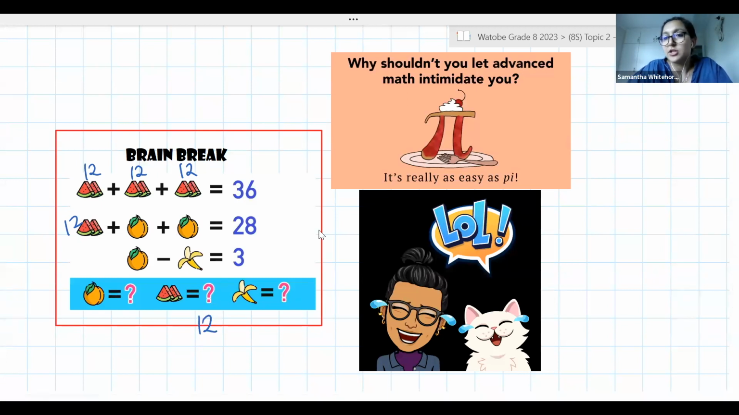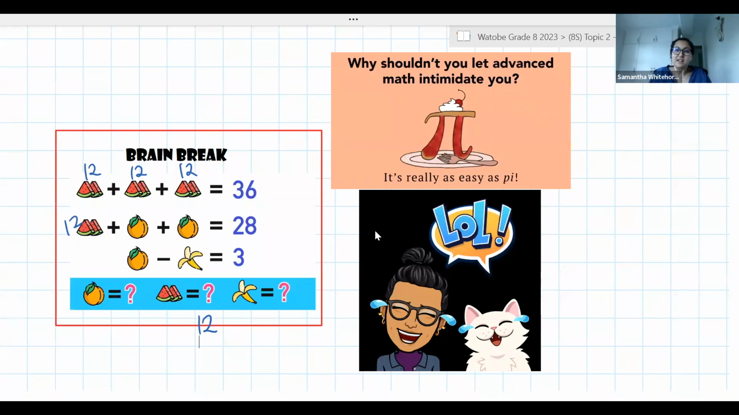Now we want to get the oranges. So Kabo, do you want to give us the oranges? Yes, ma'am. Okay. Ma'am, the value of the oranges are 8. And how did you get that? I subtracted 12 from the 24 and then divided the remaining answer by 2. Excellent.